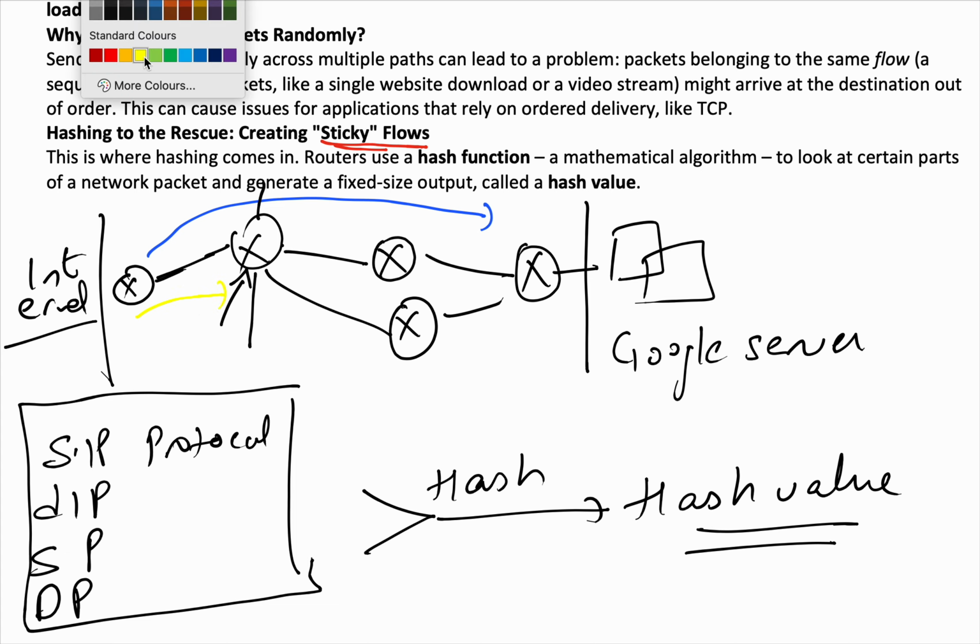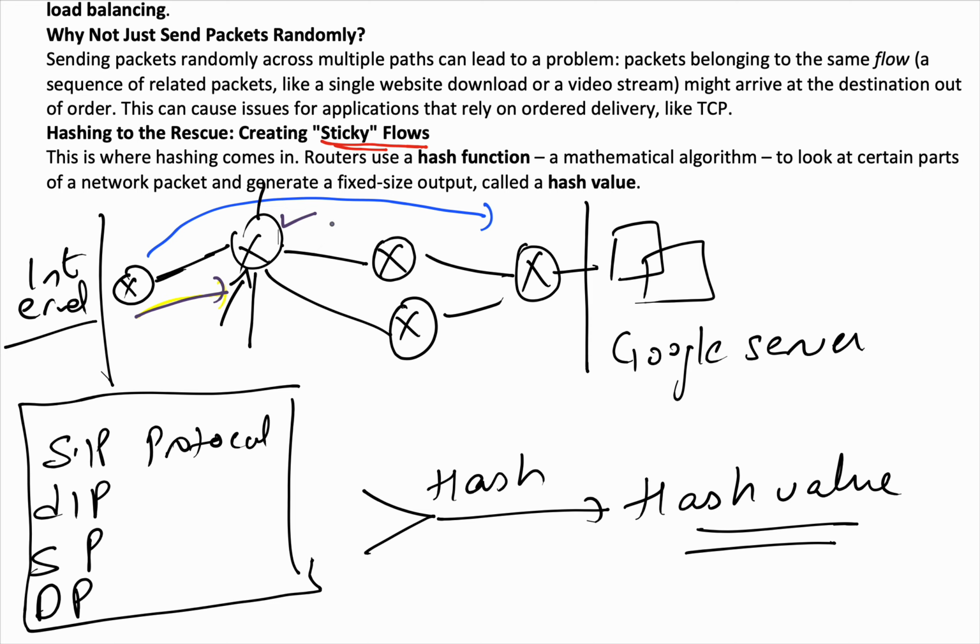Let me use a different color. I think it will not be feasible for you guys to see. So if we use this, next time a packet came here, now the decision making is with this particular router. The router uses the hash value to decide which of the available outgoing links it has to use.